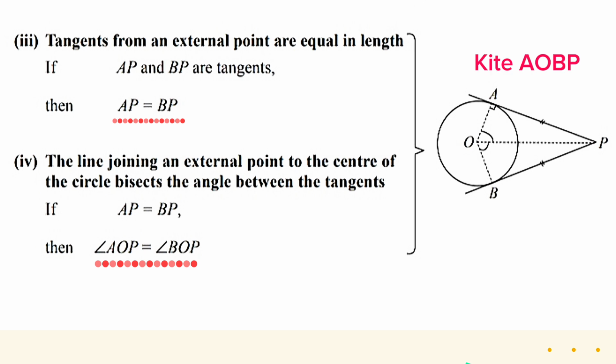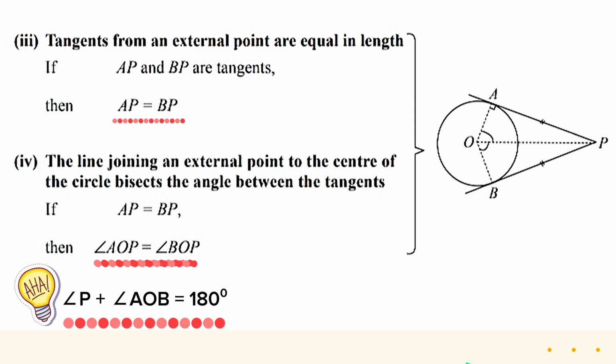The sum of interior angles in the kite is 360 degrees. We have angle A 90 degrees and also angle B 90 degrees because radius is perpendicular to tangent. Then we have a special rule that says angle P plus angle AOB is equal to 180 degrees.